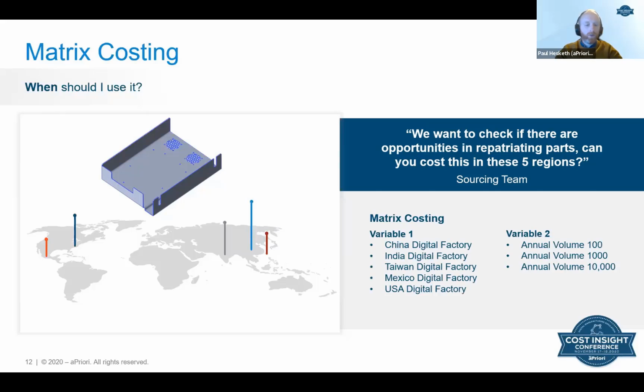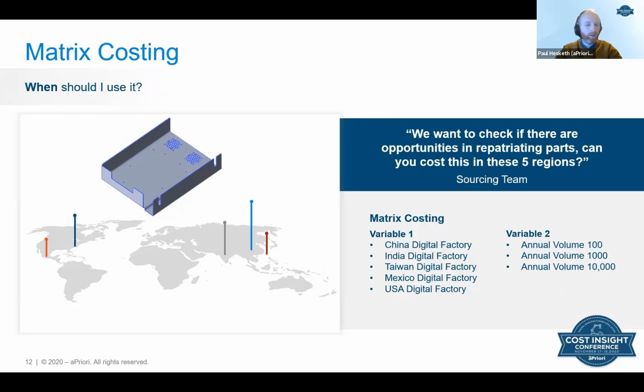So if we take that and look at a matrix, we could have the variables for the region being China, India, Taiwan, Mexico, and USA, and the other variables being the volumes. So the reason we would want to combine these is maybe at different volumes or batch sizes, reshoring or repatriating a part like this makes more sense. If this part was made in China and being exported to the US, potentially there's tariffs there. So in that instance, you would want to make sure you know everything that you're trying to find out.